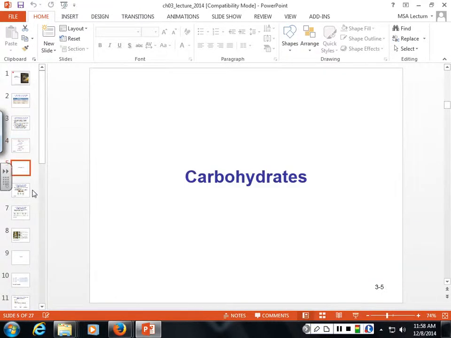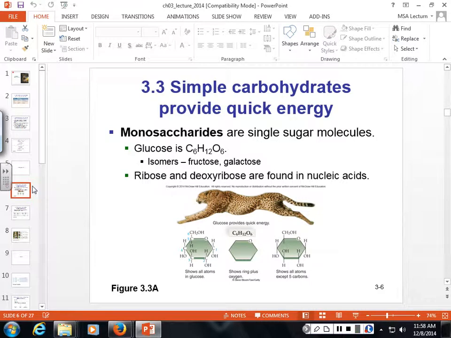Okay, so let's talk about carbohydrates. The one sugar is called a monosaccharide. Glucose is the monosaccharide that we talk about the most. Glucose is what we use to create that ATP. So we use this to make ATP, right?